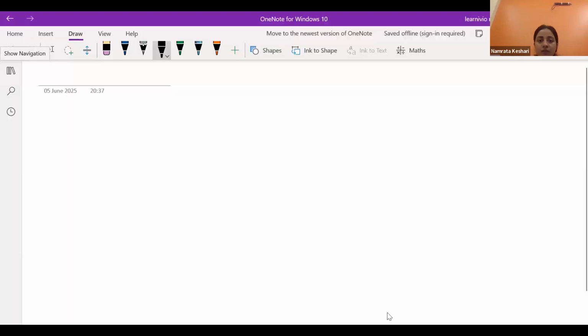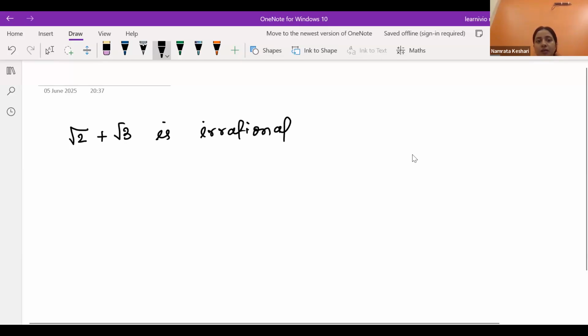Can you see the screen? Yes, ma'am. Okay. So yes, Inan, your question was how to show that root 2 plus root 3, it's it's irrational, right? Ma'am, not root 2 plus root 3, it's root p plus root q. Root p plus root q.